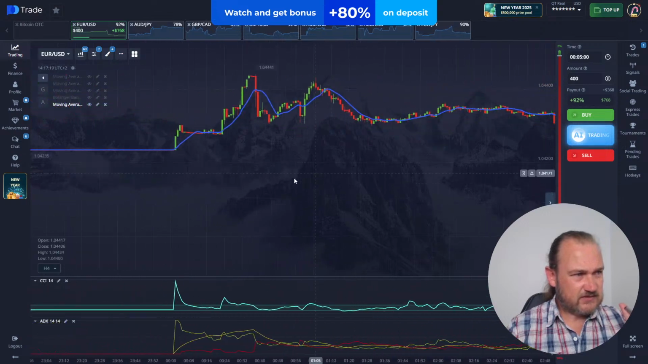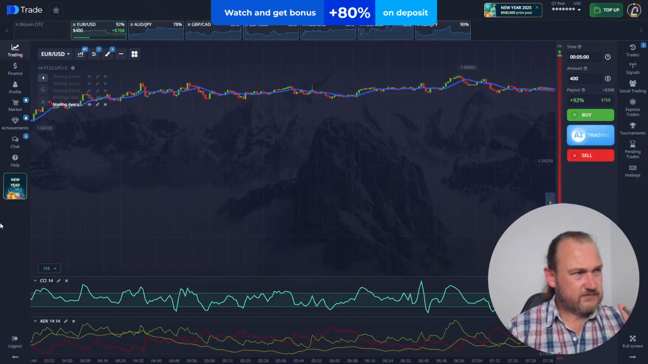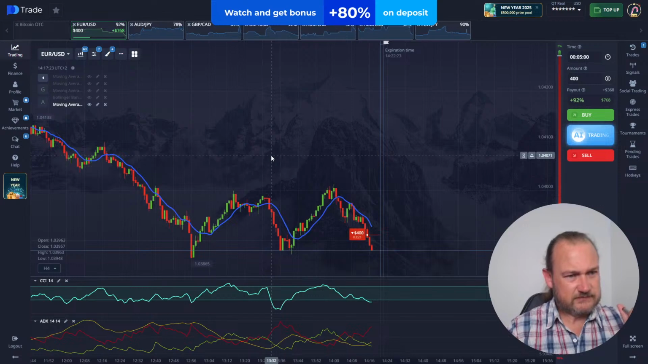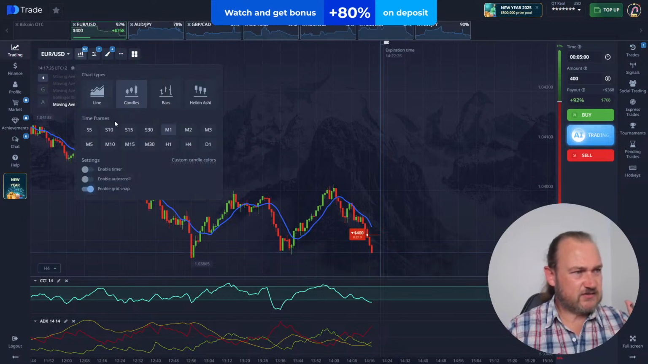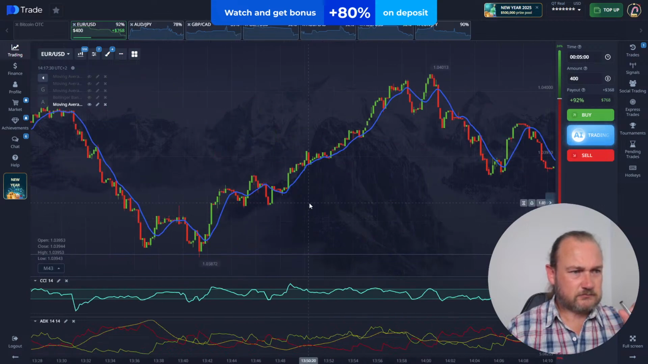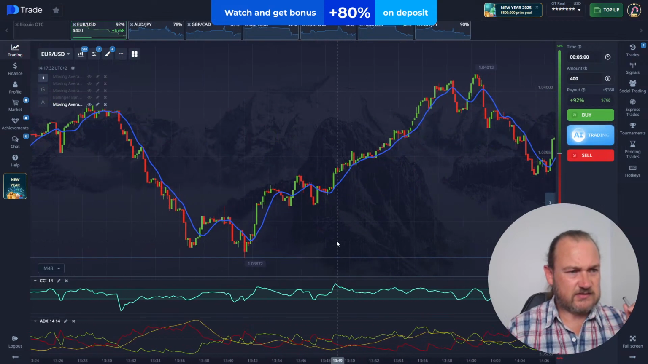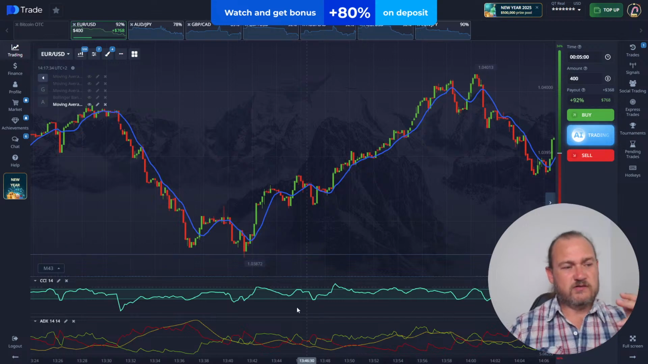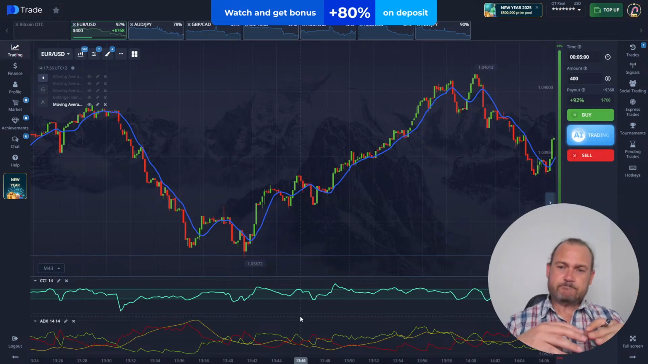Why is this flat like this? Oh, this is the 1 minute. I'm going to switch to 10 seconds quickly. It's just going to give me more examples. Okay, so let's look at this. We're going to look for the areas in the CCI.